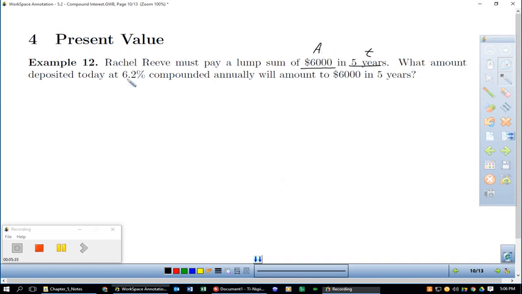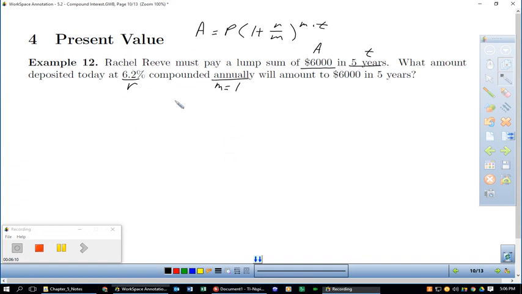What amount deposited today at 6.2% compounded annually, M equals 1, will amount to $6,000 in 5 years? So what we're looking for actually is P. We want to know the amount that you could put in to get $6,000. All right, so let's start out with the original equation we've got: A equals P times 1 plus R over M to the M times T. But we really want P out of this, right? So we're going to end up having to divide and solve some here.